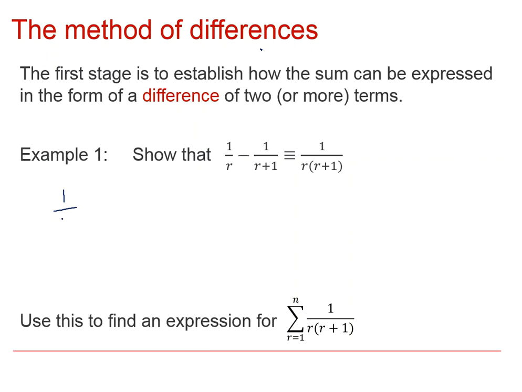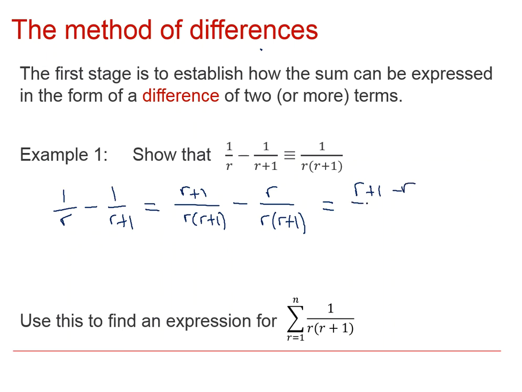So the first thing that we're going to do is rewrite these as fractions over a common denominator. So we're going to have r plus 1 over r plus 1 minus r over r plus 1. And we can see from here things are going to cancel out nicely. Remember, if you're asked to show something, make sure you show enough steps rather than just jumping straight to the answer. We can see what the answer is going to be.